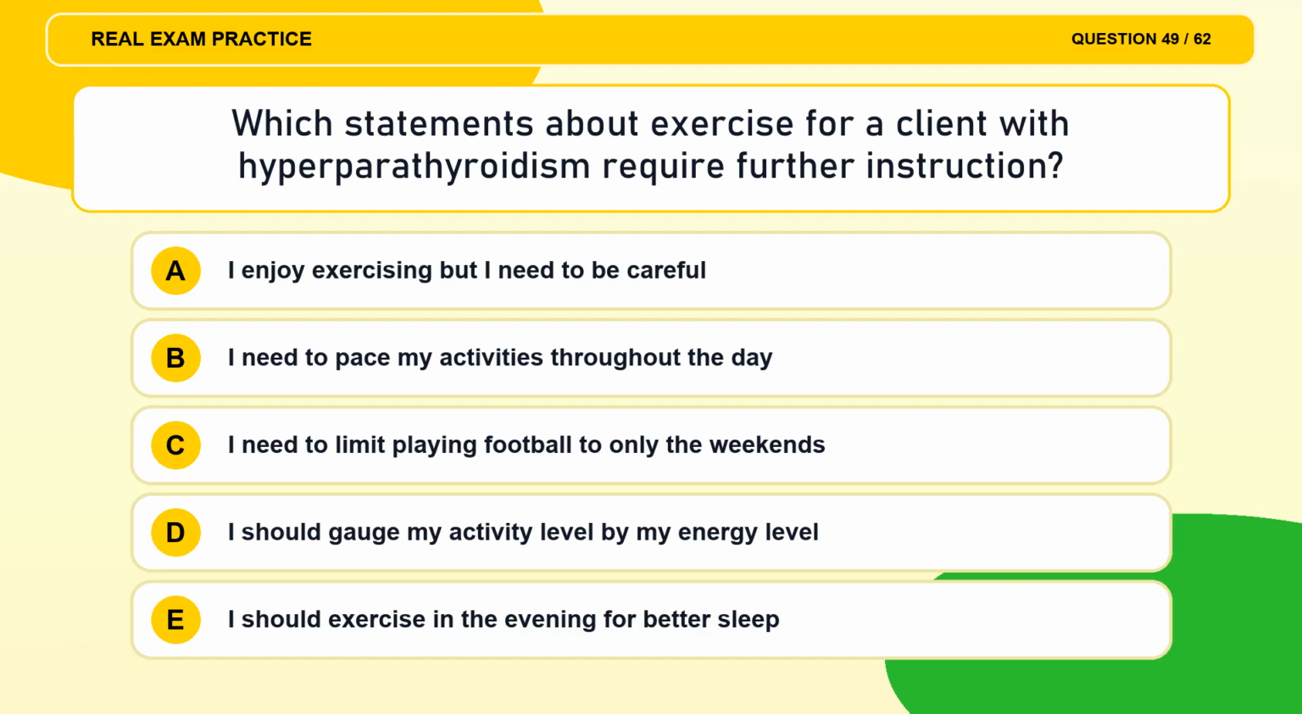Question 49. Which statements about exercise for a client with hyperparathyroidism require further instruction? Option A. I enjoy exercising but I need to be careful. Option B. I need to pace my activities throughout the day. Option C. I need to limit playing football to only the weekends. Option D. I should gauge my activity level by my energy level. Option E. I should exercise in the evening for better sleep.